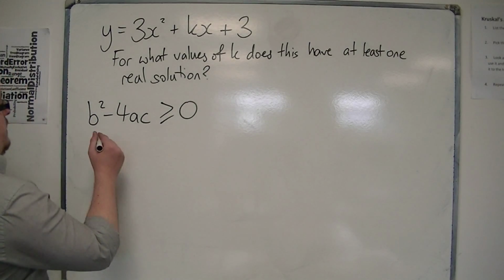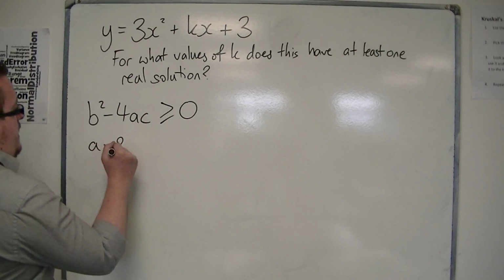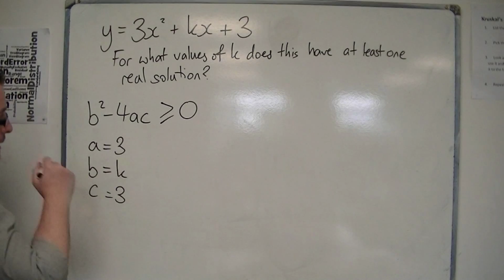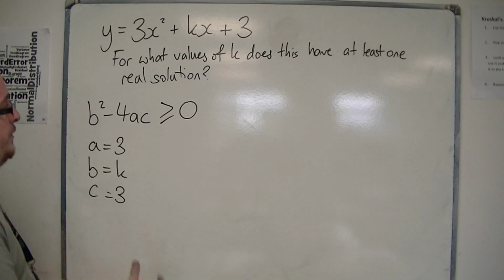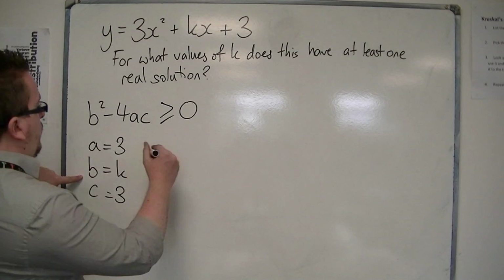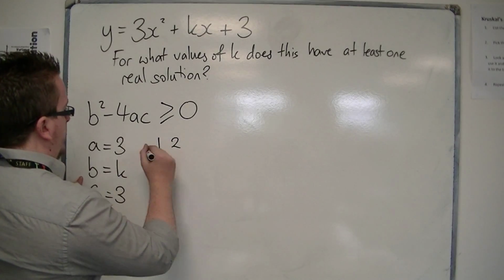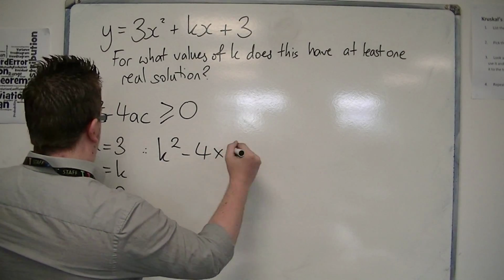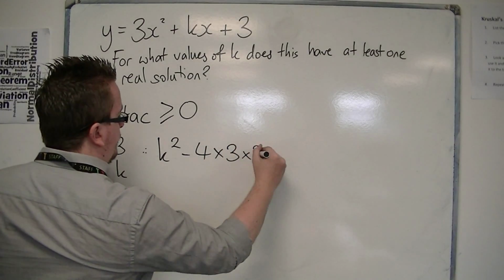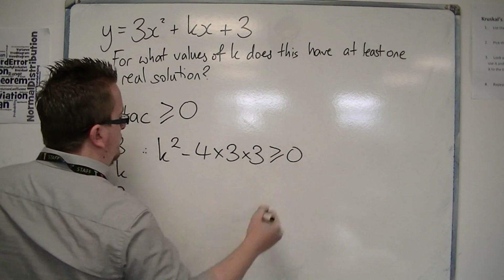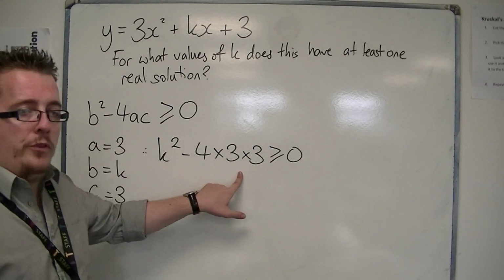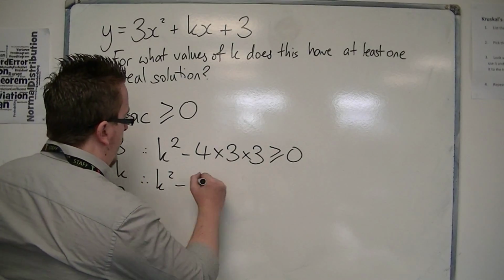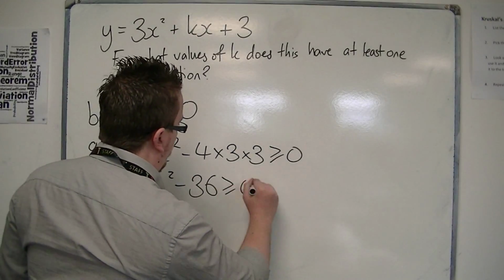So in this case we have a is 3, b is k, and c is 3. And then we just substitute the values in. So we have b squared, so k squared, take away 4 times 3 times 3, is greater than or equal to 0. Now 4 times 3 times 3 is 36. So this is k squared minus 36 is greater than or equal to 0.